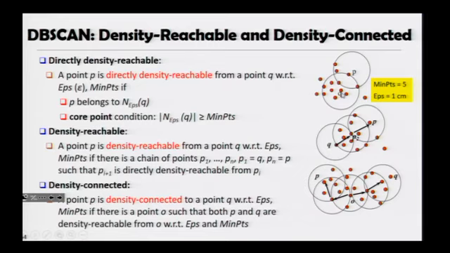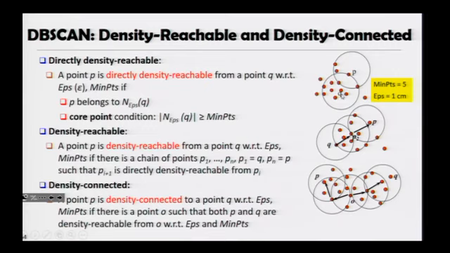So if this point P belongs to the epsilon neighborhood of the point Q, which means the point P falls into the epsilon radius circle of the point Q, that's the first condition. And you also need to make sure that the point Q's epsilon neighborhood has a number of data points larger than the minimum points that you require. So there are two conditions.